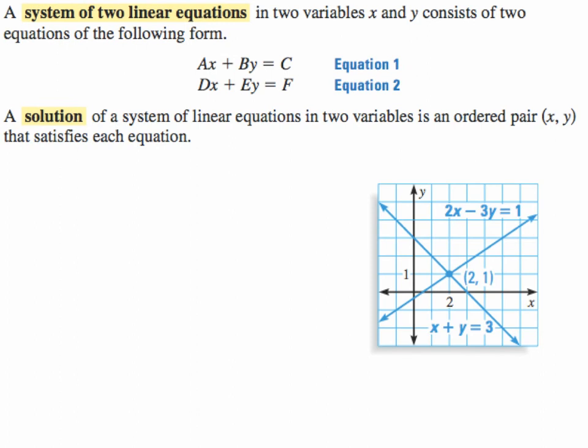So a system of two linear equations in two variables, x and y, consists of two equations, and they typically look like the following. You have a number times x plus a number times y equals another number, and then a number times x plus another number times y equals another number. A solution of a system of linear equations in two variables is an ordered pair. So what you're going to do is graph these two equations and look: are they crossing? If they are, that's the solution to the system of linear equations. That's our goal for today. All I want you to be able to do is graph two lines and then tell me where they intersect, because where they intersect is where the solution is.